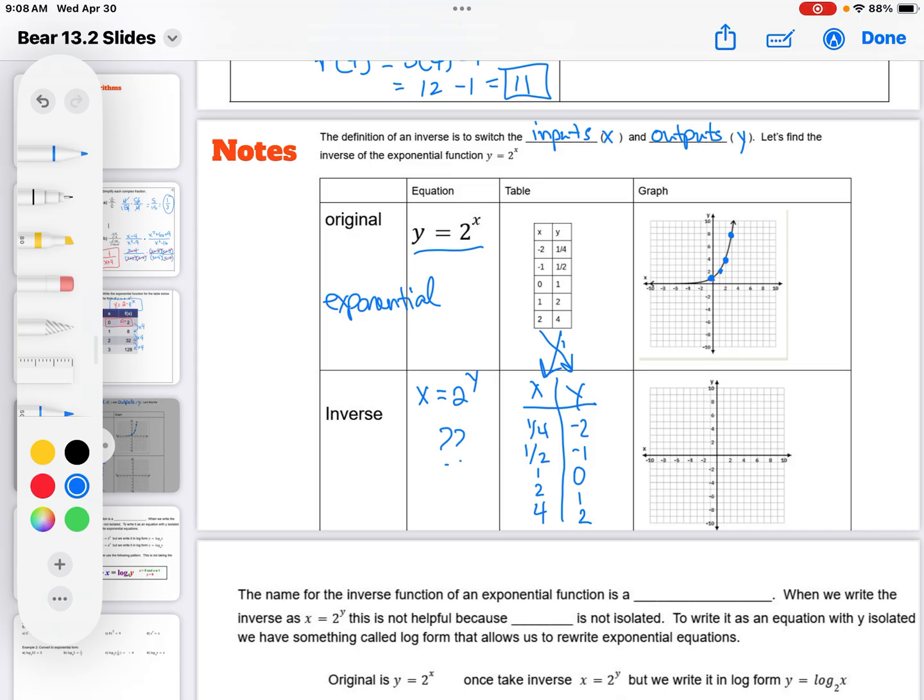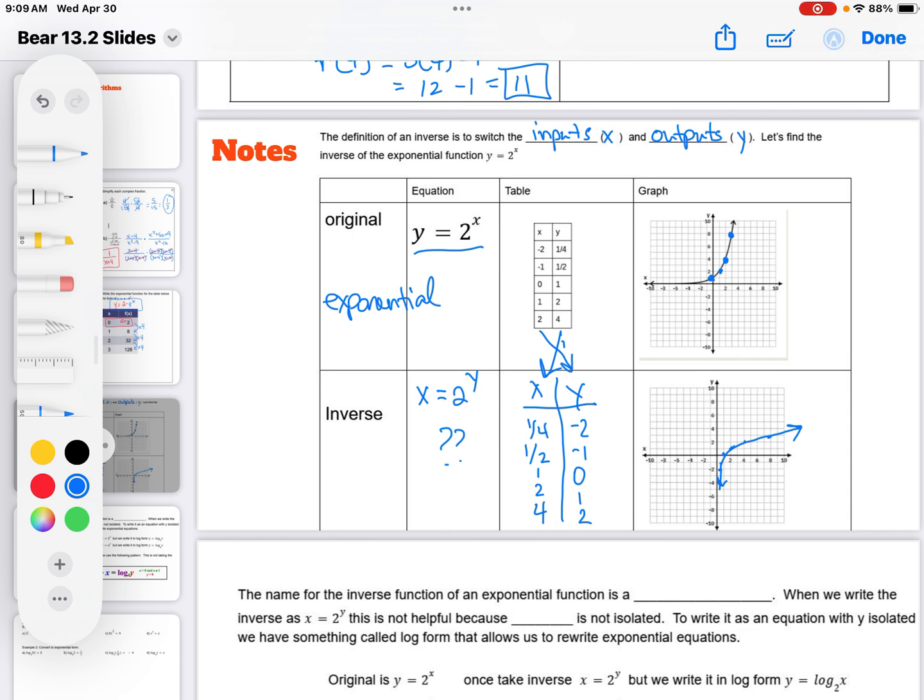So 1/4, -2 will be about right there. 1/2, -1 will probably be about right there. Then we have 1, 0; 2, 1; 4, 2; and then we'll have 8, 3. And we're going to notice a graph that kind of looks like this.